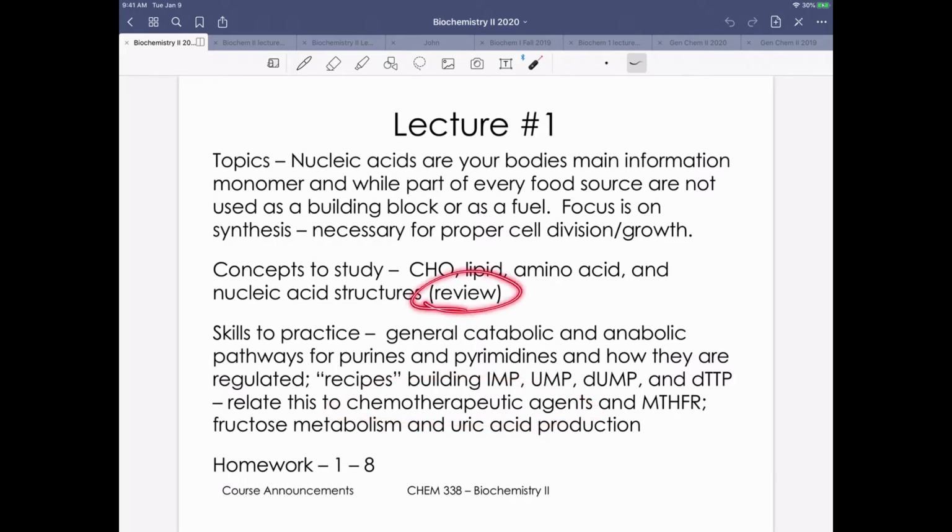So again, conceptually, we're going to begin in the beginning here with just a review of our four biomolecules that we've talked about thus far: carbohydrates, lipids, proteins with amino acids, and now nucleic acids. And so good time to sort of review some fundamentals that we have there. And then again, we'll talk about catabolic and anabolic pathways for both the purine and pyrimidine nucleotides, talking about how they're related, recipes that we use for sort of building these molecules, and some important intermediates here. And again, wrapping up with two sort of disease or application-based components, talking about chemotherapy agents, and then the disease gout, which is a malfunction in uric acid production and excretion.